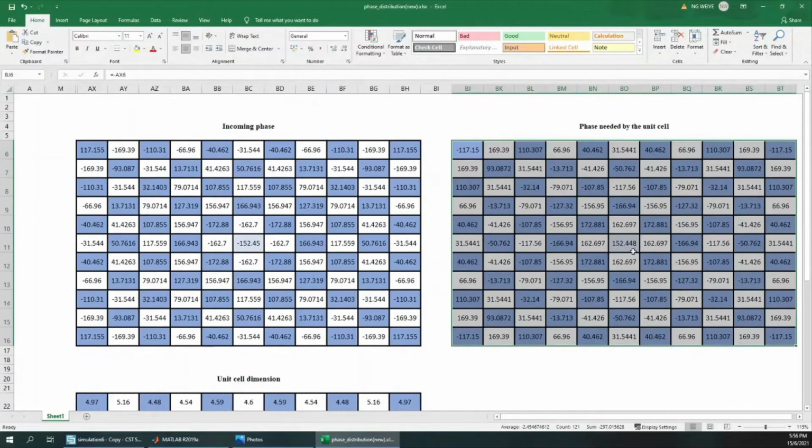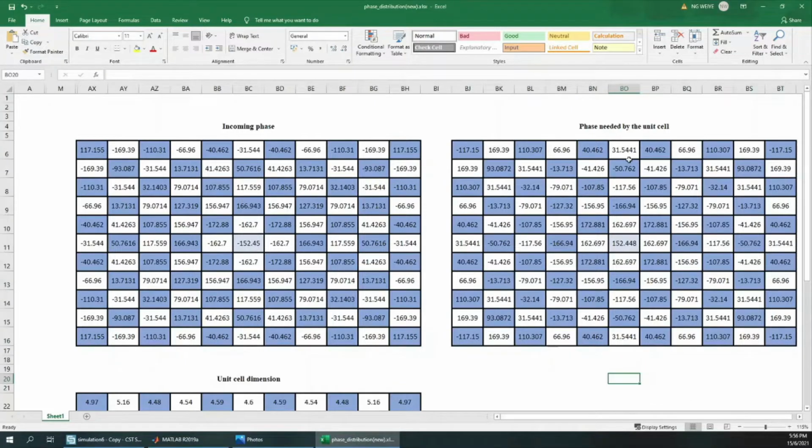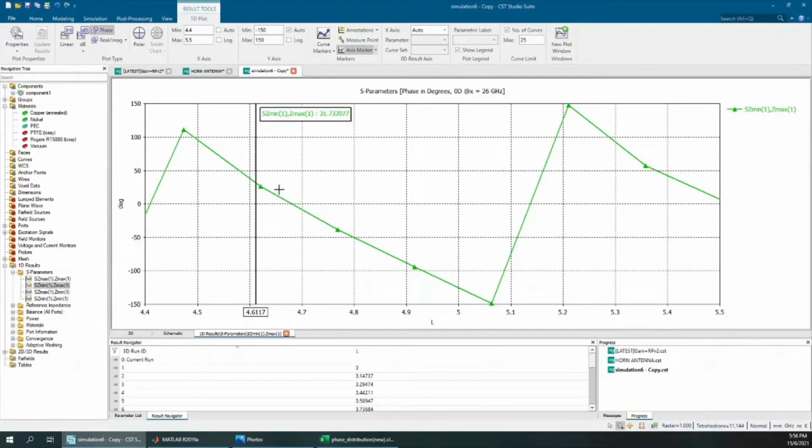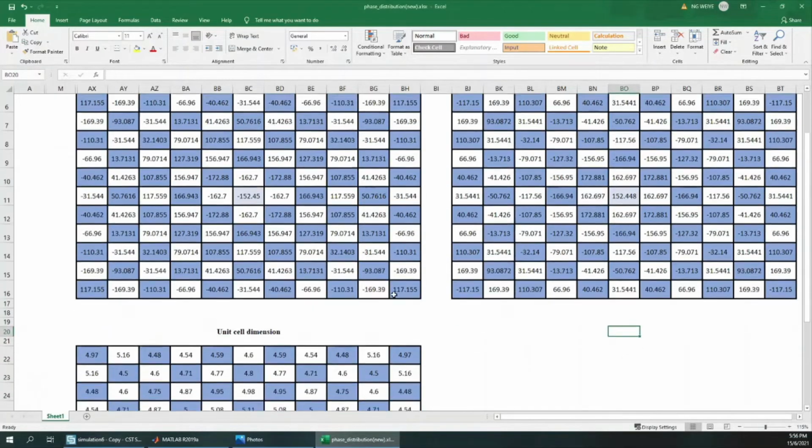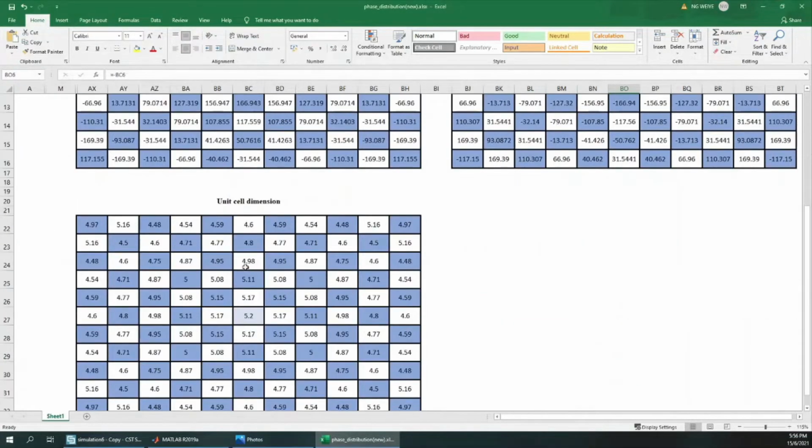So for example, we need to have a 31.54 degree phase range for the unit cell. So open the CST, and here we have 31.7, so at 4.61 mm, it gives a phase variation of 31, which suits our requirement. So for this position, we have a unit cell dimension of 4.6.